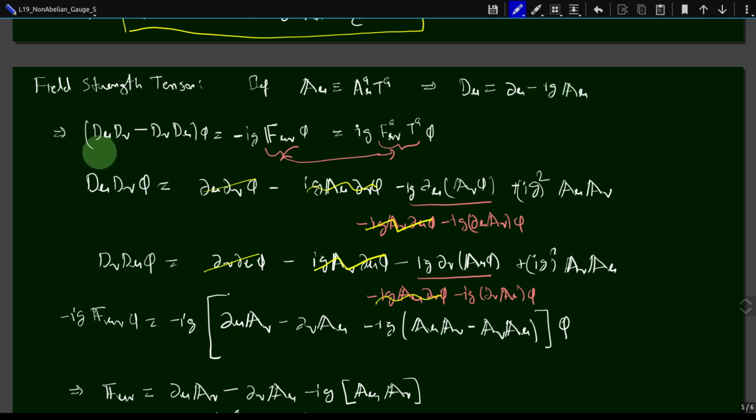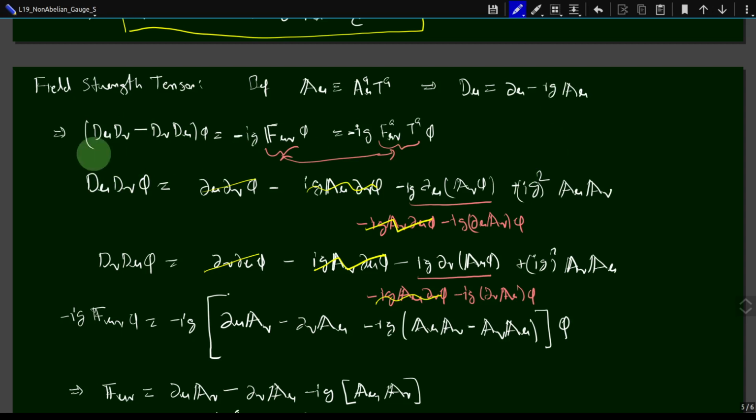So this is the notation, and I have D mu minus D nu acting on phi is equal to minus IG F mu nu phi. Why this minus? Because I'm defining this covariant derivative with a minus g over here. That's why wherever g appears, it will change sign compared to what we had in the U1 case, the notation we have used. Here is slightly different notation.